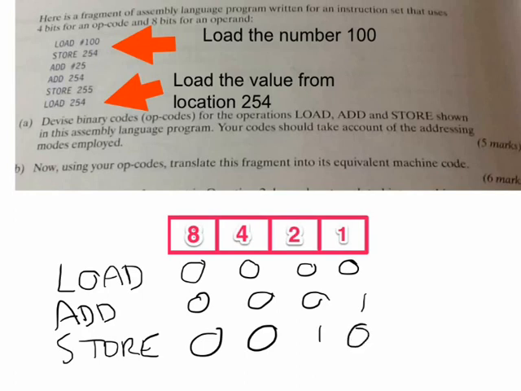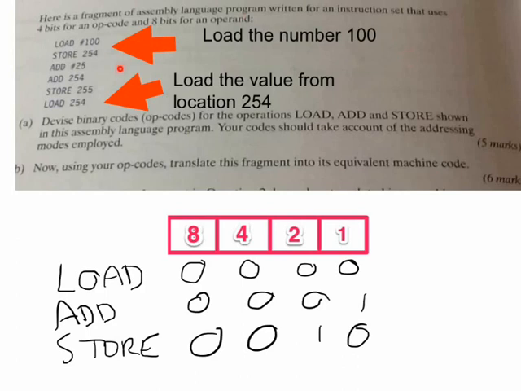And quite a few of you did manage to get something along those lines. As long as you had a unique 4-bit opcode for each of those functions, you would have got 3 marks. However, it's worth bearing in mind, if we look at the question here, that the question is actually worth 5 marks. And it also says under here, your code should take account of the addressing modes employed. Now that's quite significant, isn't it?